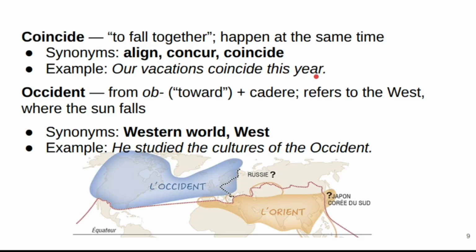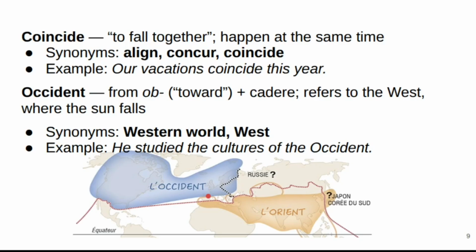Here, the sense of alignment or timing reflects the idea of things falling together. Occident comes from ob, meaning toward, and cadere, referring to the west, the direction where the sun falls. Example: he studied the cultures of the Occident.